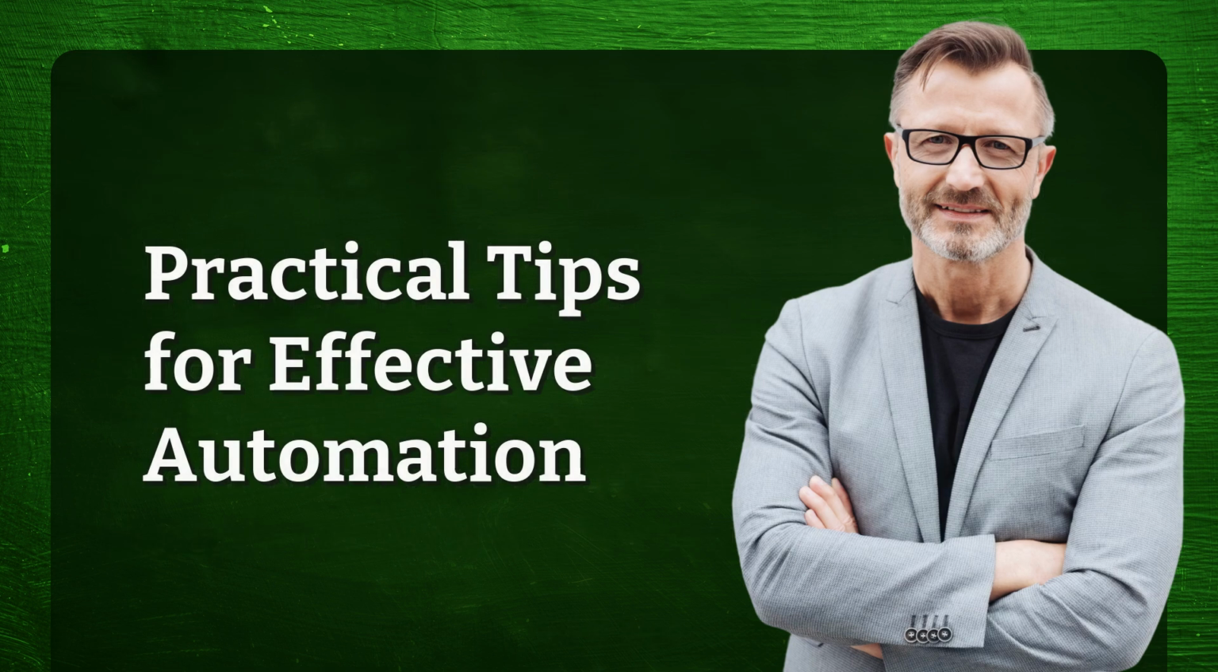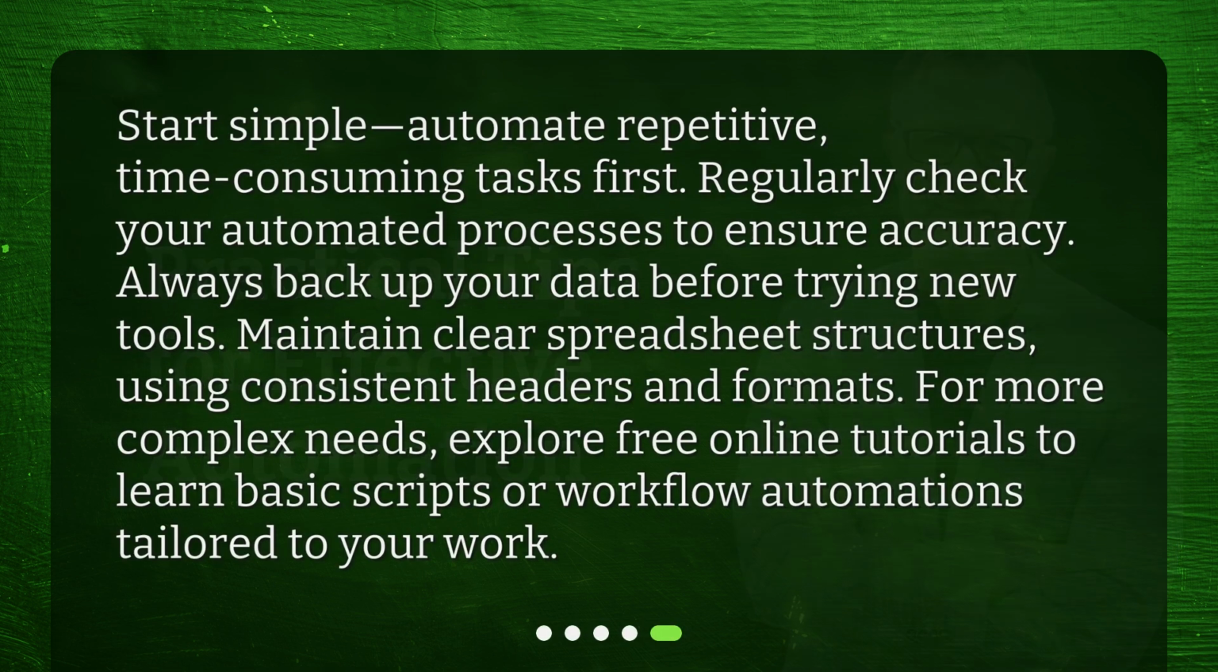Practical tips for effective automation. Start simple. Automate repetitive, time-consuming tasks first. Regularly check your automated processes to ensure accuracy. Always back up your data before trying new tools. Maintain clear spreadsheet structures using consistent headers and formats. For more complex needs, explore free online tutorials to learn basic scripts or workflow automations tailored to your work.